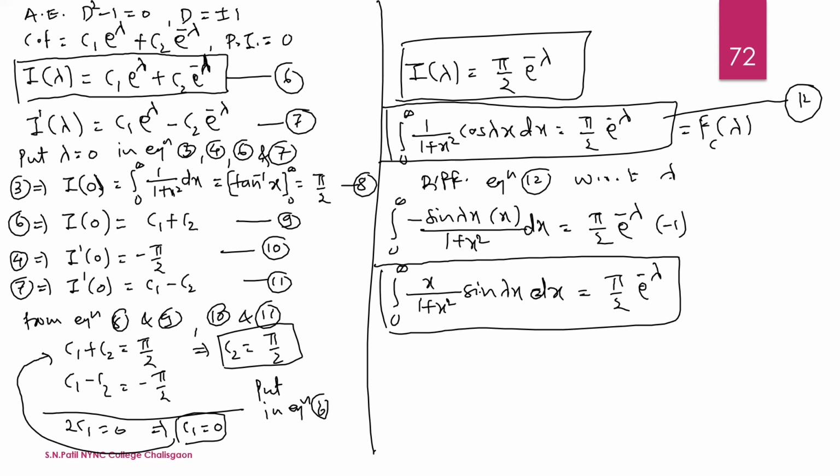So this is what: the Fourier sine transform of x upon 1 plus x square is pi by 2 e raised to minus lambda.